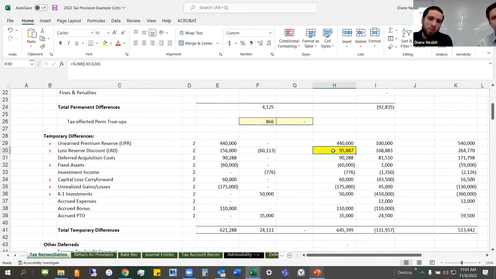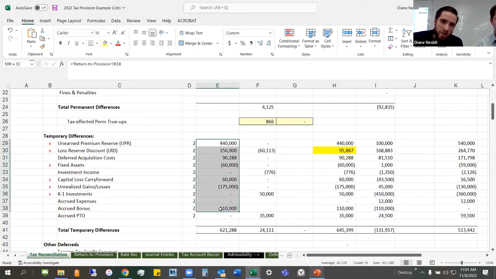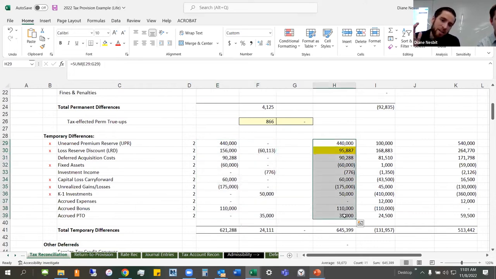I think that's basically step one: we took our balances from last year's provision and trued them up for any differences that existed on the return. Now we've got a clean, good starting point. These are the correct deferred balances that tie to the return, and now we can go forward into the current year, like calculating the current year liability.